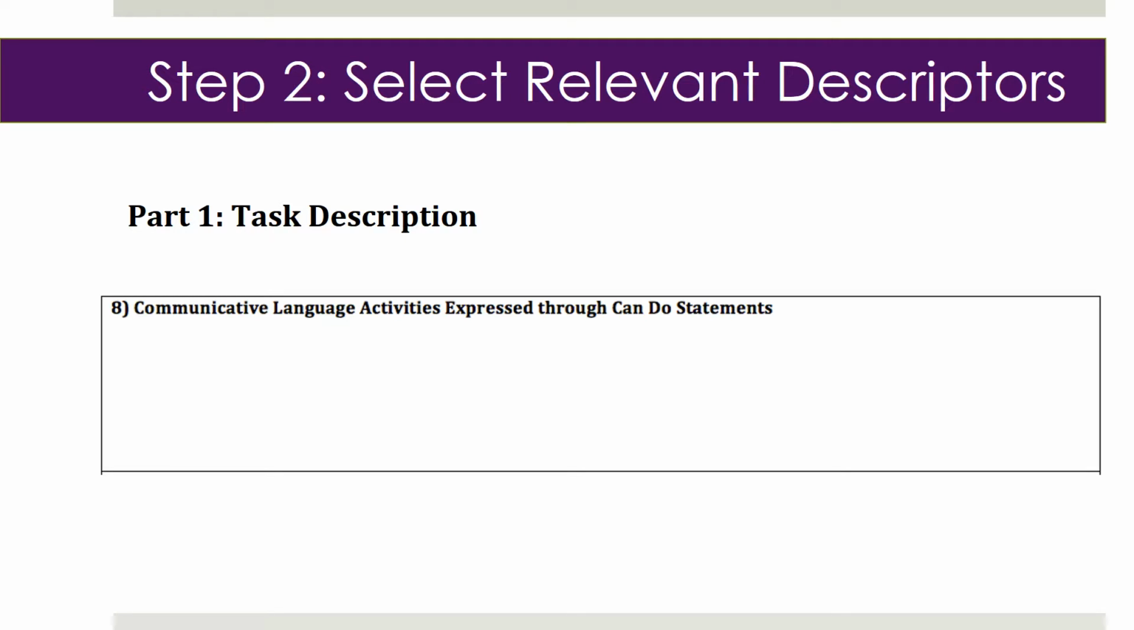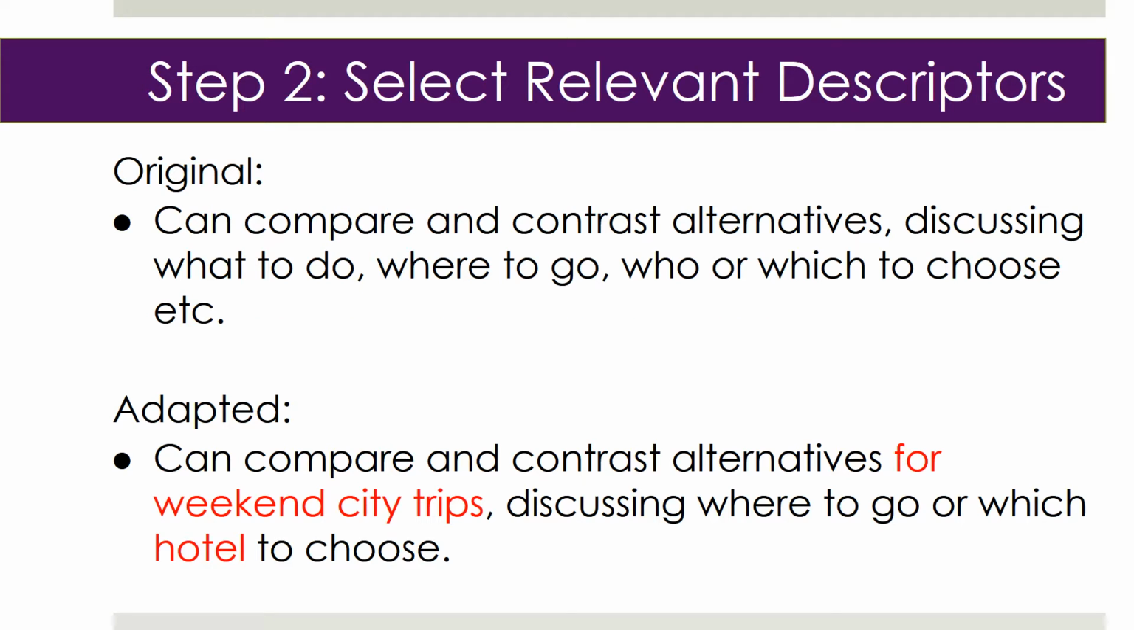As you browse through the descriptors, you might think that many or most of them can be applied to your task. However, we suggest that you limit your selection to only a few main can-do statements to make your task more feasible. You may want to adapt the descriptors to meet the specific needs of your task, such as specifying the type of text or type of situation. Here's an example of an original can-do statement, and one that is modified to fit a particular task.